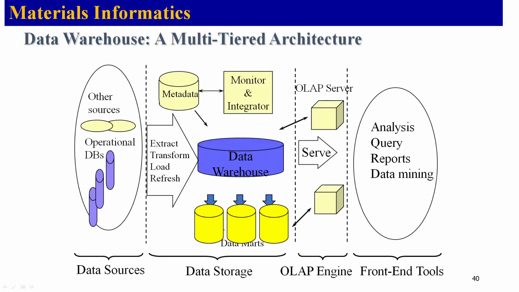So, a data warehouse is basically a multi-tiered architecture system, where you can have operational databases. You can keep them here, or you can have other sources also, and that will create the metadata, as I already talked about. And this metadata will be monitored or regulated, and this will provide you the data marts. So the OLAP server will take the data, analyze the data, and provide you front end tools.